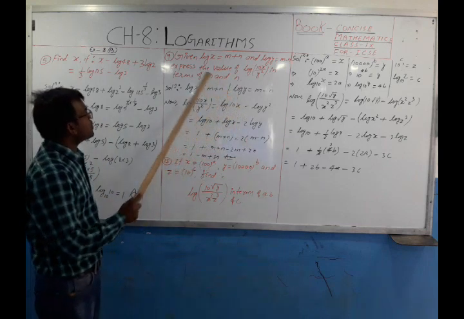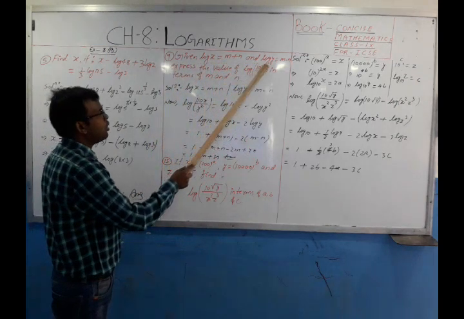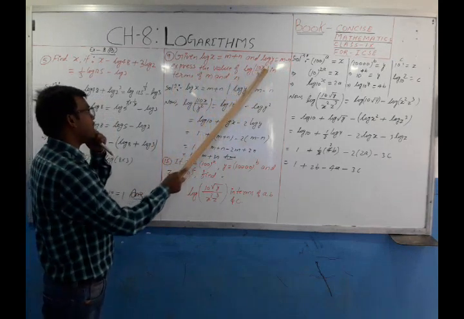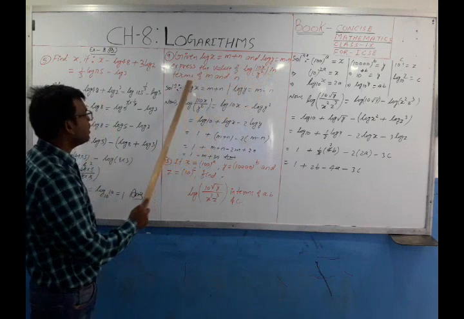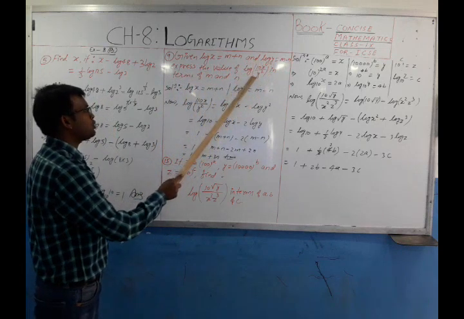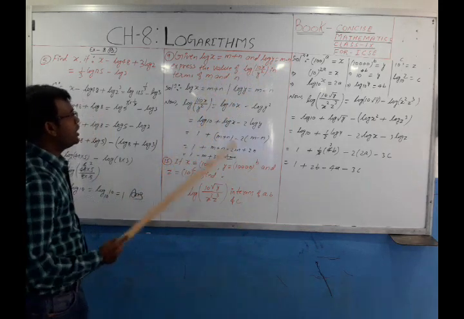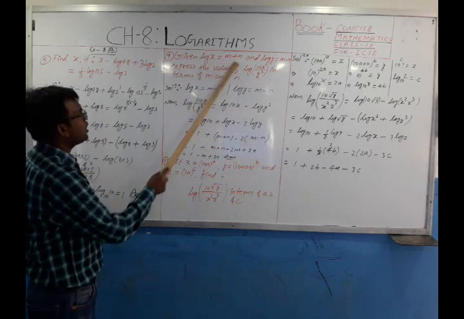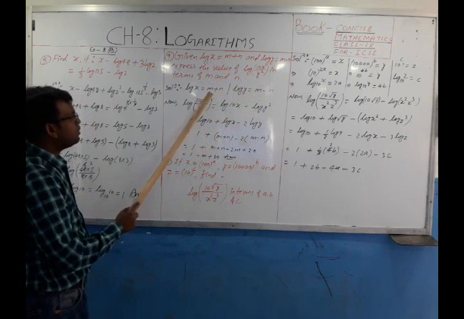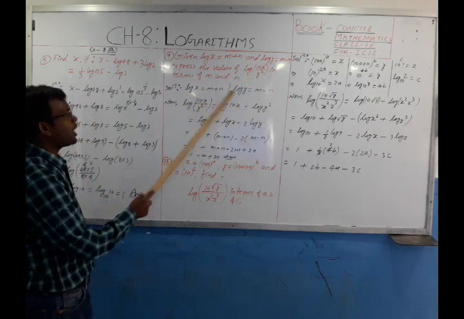See question number 9. Given log x equal to m plus n and log y equal to m minus n, express the value of log of 10x divided by y square in terms of m and n. That means we have to find this log expression in terms of m and n only. First you convert this log in the form of log x and log y.